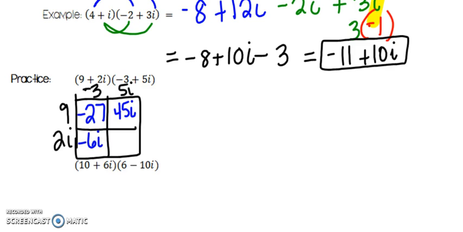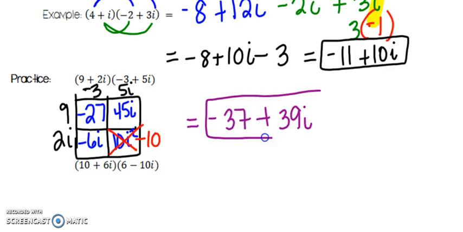This gives me negative 6i, and this gives me 10i squared. So i squared is going to change this to negative 10 because it was positive 10i squared. Now I can write my final answer and combine all my like terms. So I have negative 27 minus 10 gives me negative 37. 45i minus 6i gives me positive 39i, and that would be my final answer. So I have my real part and I have my complex part. Hit pause, choose your method, and do the next one however you see fit, and then check your answer.